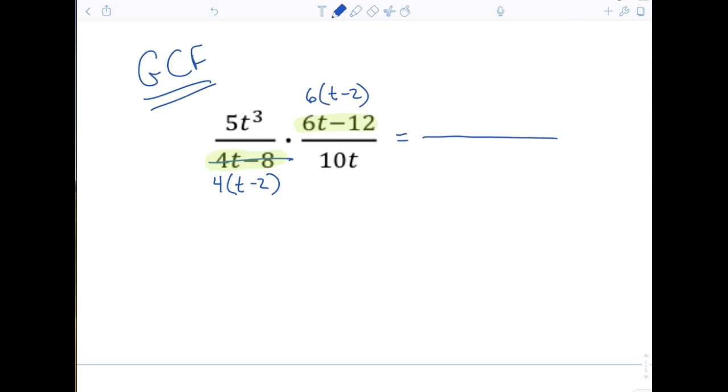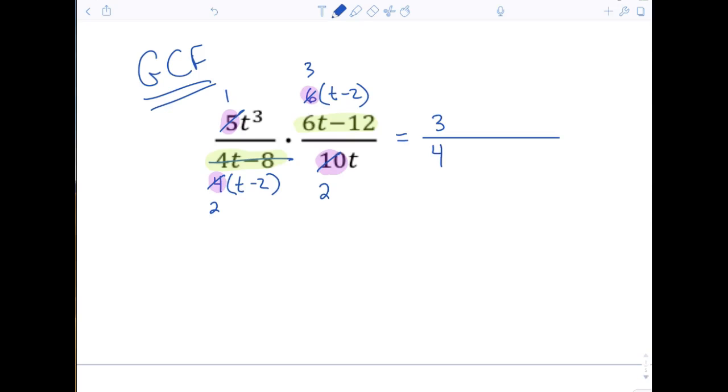Now I like to tell kids, reduce the numbers first. So what do I want to look at? I want to look at the 5, the 10, the 6, and the 4. That's what I want you to focus on. So what happens to the 5 and the 10? 1 and a 2. And then what about the 6 and the 4? 3 and 2. Now, in my opinion, the easiest thing to do is just multiply the numbers. 1 times 3, 3. 2 times 2, 4.